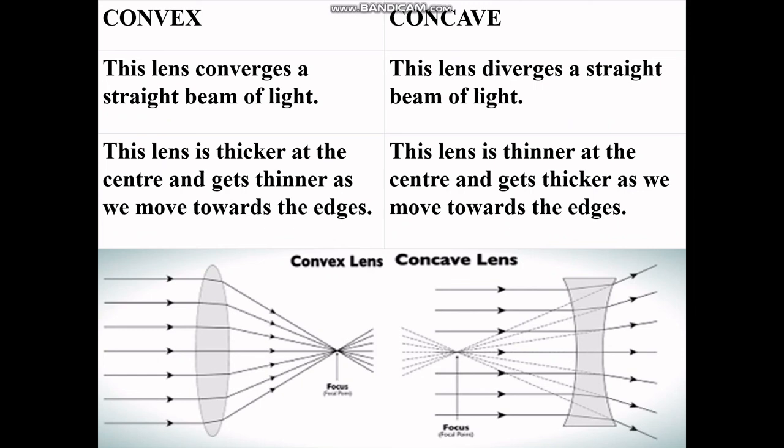Now, to summarize the differences between convex and concave: convex lens converges a straight beam of light, whereas concave lens diverges a straight beam of light, which is shown in the diagram also. The convex lens is thicker at the center and gets thinner towards the edges, whereas a concave lens is thinner in the middle and thicker towards the edges.